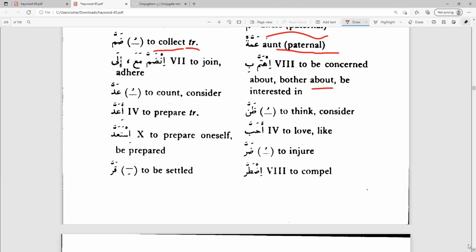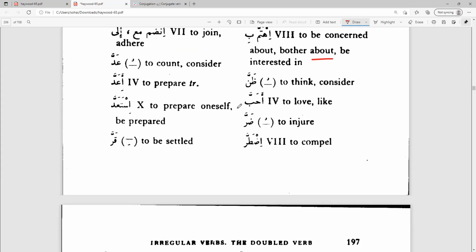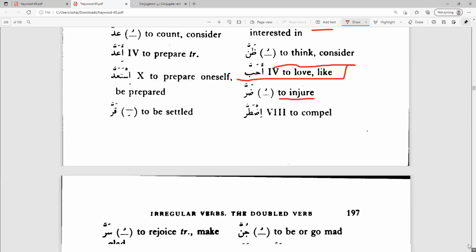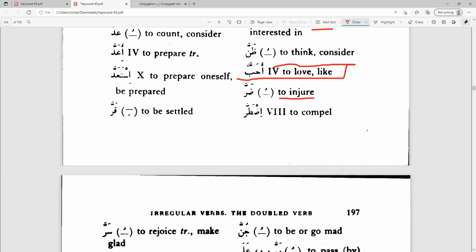Zanna yazunnu means to think, consider. Ahabba, this is form 4, to love. So when you see this ahabba, for example, you should work out, okay, this seems like a double verb. Ahabba yuhibbu. Okay, just an example of ahabba. So here, what will be the root letters? Ha, ba, and ba. Okay. So same as normal form 4, what was the additional letter? Alif. Right? And same here. Darra yadurru, to injure.